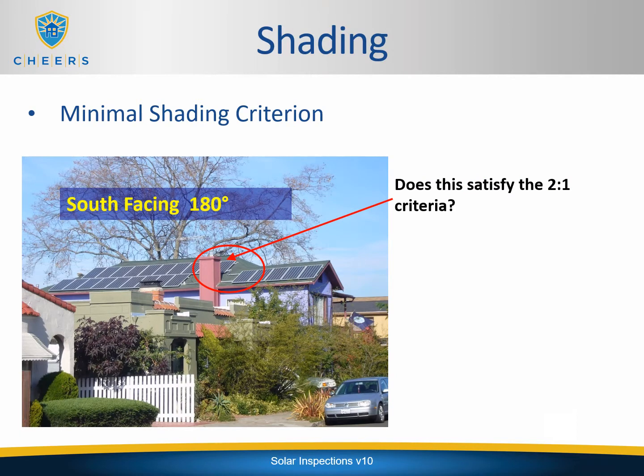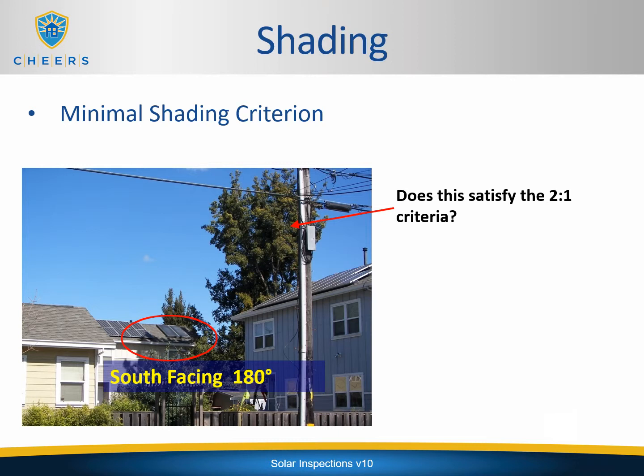In this example, does the chimney satisfy the 2-to-1 criteria? Based on a visual observation, it does not appear so. However, you would need to take closer measurements to verify that fact. This tree also does not appear to meet the 2-to-1 criteria. In this example photo, you will see that it is currently casting a shadow on the array. However, again, you would need to make measurements to verify this fact.